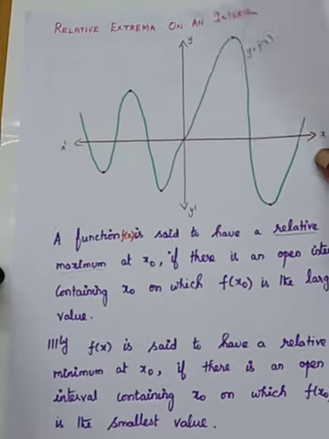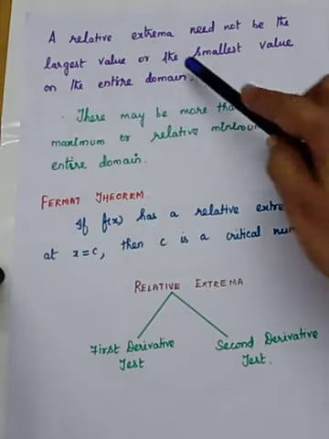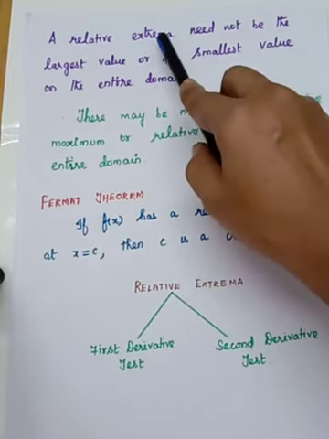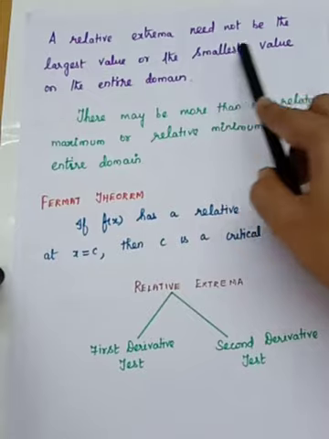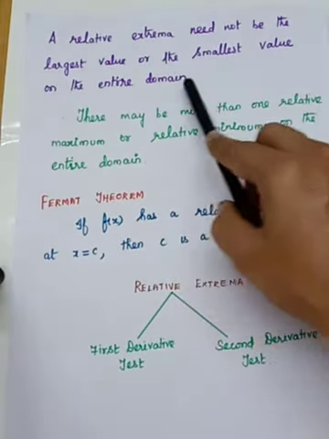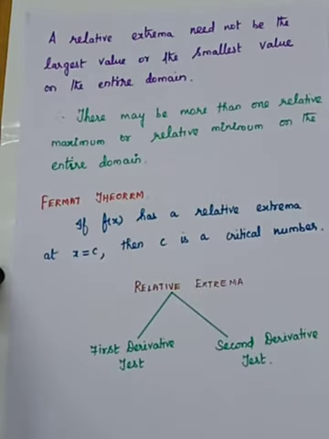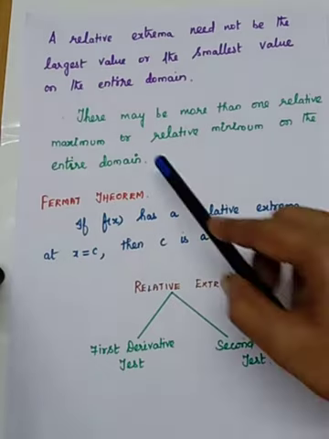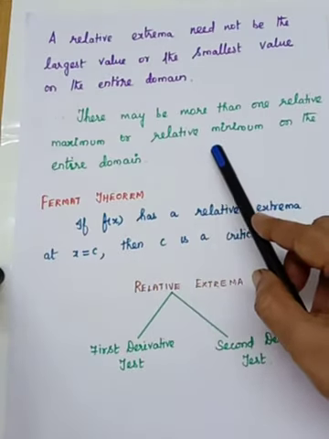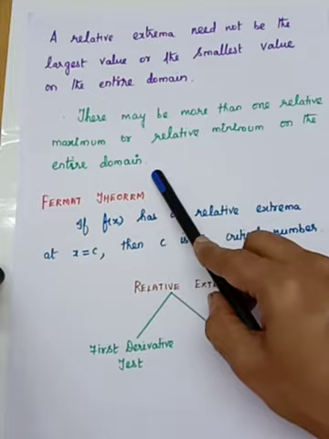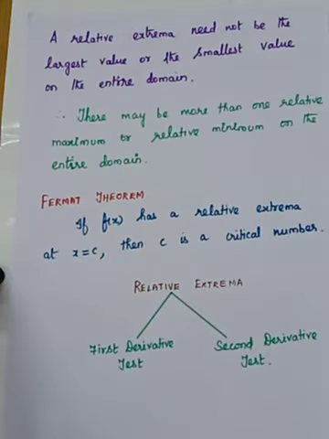Okay, see the relative extrema, that is local maximum, local minimum, need not be the largest value or the smallest value in the entire domain. While you are talking about relative maximum, that value need not be the largest value in the entire domain. So there may be more than one relative maximum or relative minimum on the entire domain. Okay, we will go to Fermat's theorem.